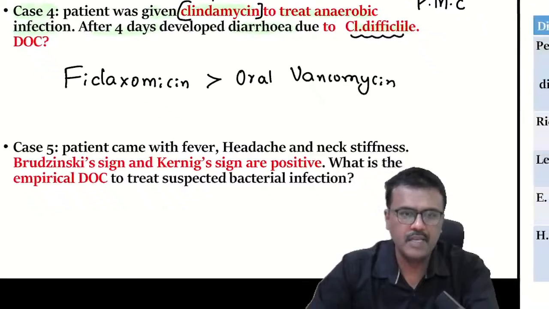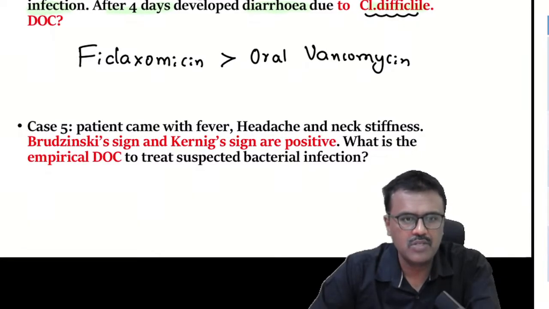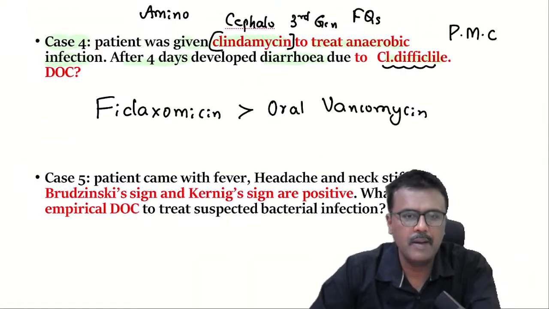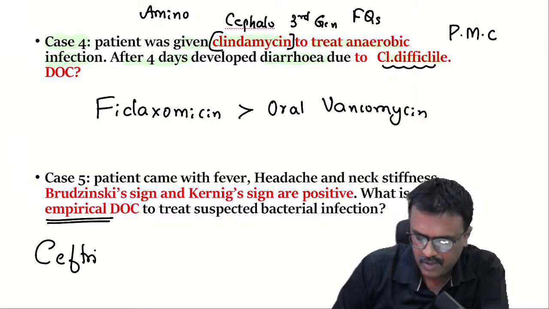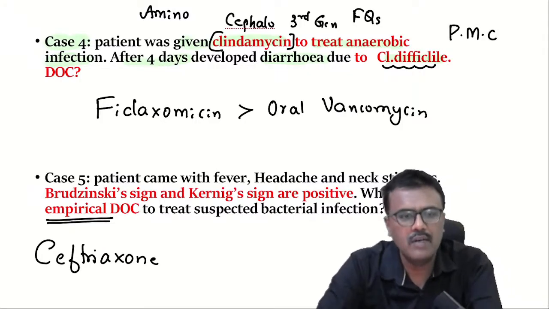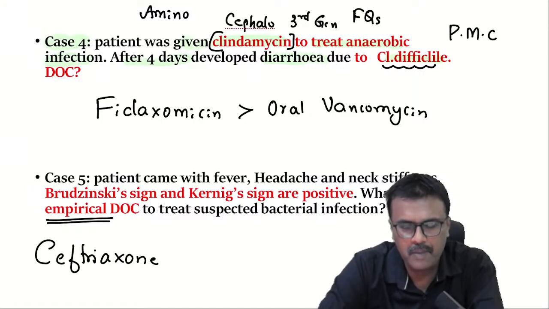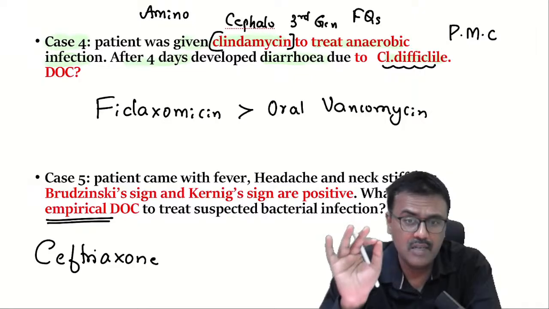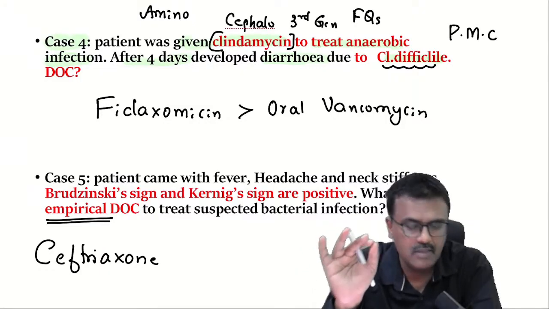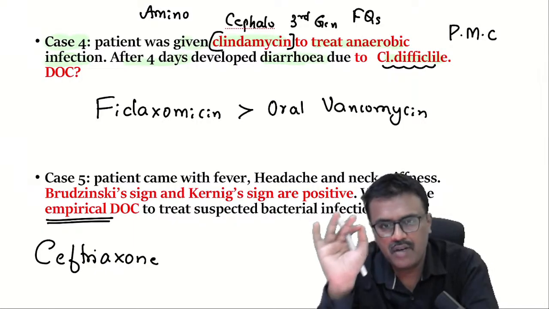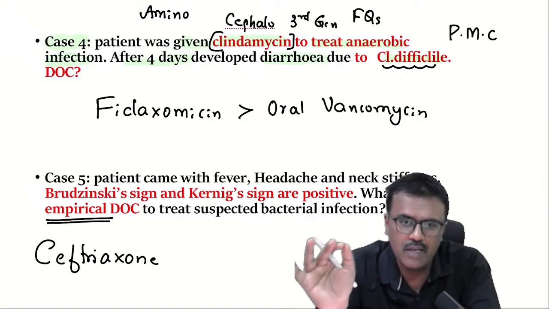Case 5. Patient came with fever, headache and neck stiffness. Brudzinski sign positive. Kernig's positive. What is the empirical drug of choice? So it is a case of bacterial meningitis. Empirical means without knowing the infection, what I can start is ceftriaxone. Ceftriaxone is the empirical drug of choice for suspected bacterial meningitis. But remember, ceftriaxone will not work on listeria. So if it is due to listeria meningitis, the drug of choice will become ampicillin. Otherwise, ceftriaxone will cover maximum bacteria causing meningitis, but it will not work on listeria. For listeria meningitis, you can give ampicillin.